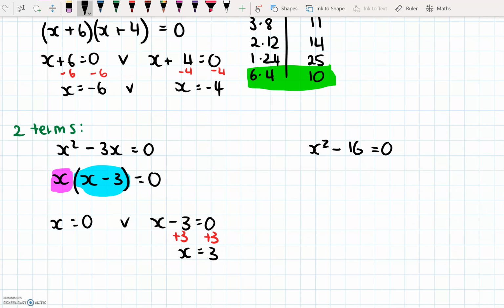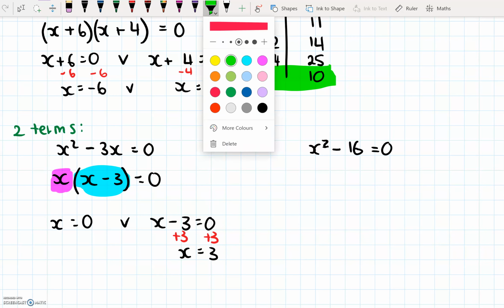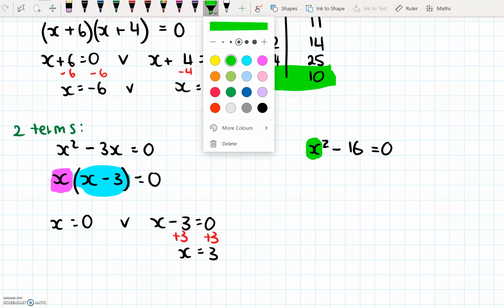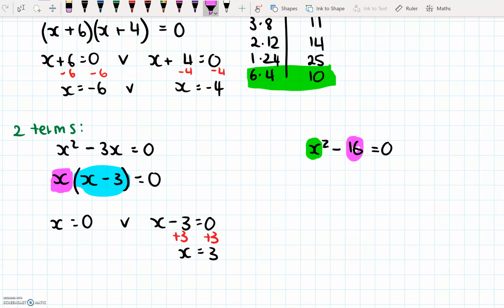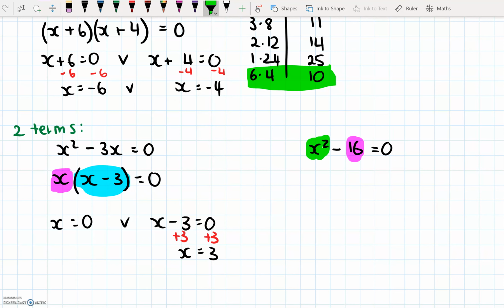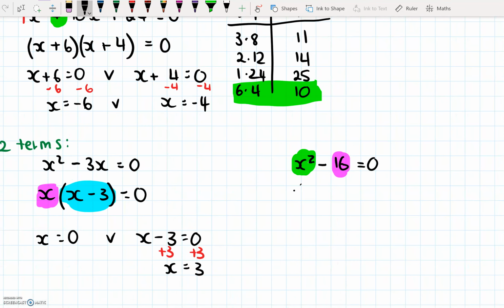Okay, x squared minus 16 equals 0. Now that should maybe be bringing back flashbacks to you. You have x squared minus something, and in that case what we have is a difference of two squares. We have x squared minus 4 squared equals 0.